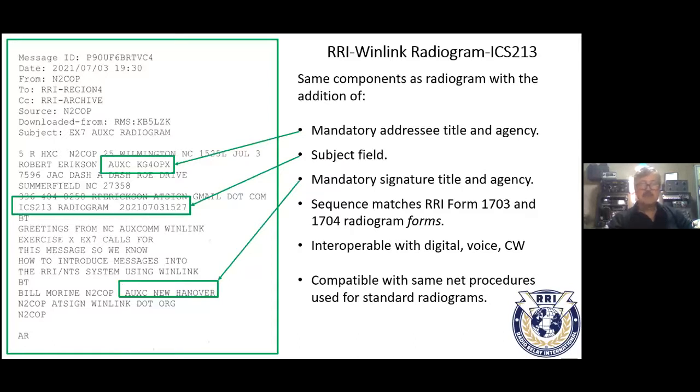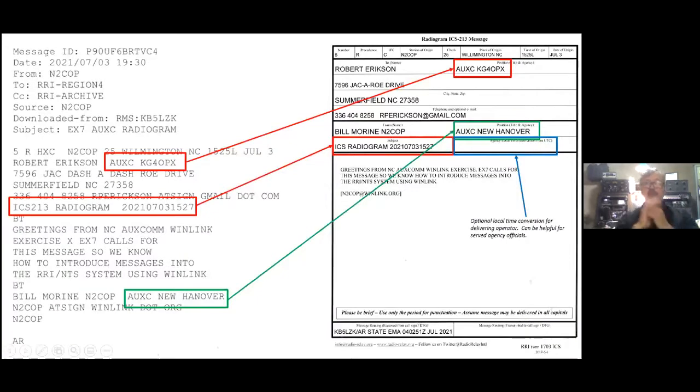The sequence of these messages is designed to match RRI Form 1703 and 1704 so that the radio operator can very easily populate these forms when delivering the message, or when originating the message, the form calls for these particular requirements. And we're going to show you some examples of this. The idea here is to be interoperable between digital, voice, CW, and the like. A single message format, a single methodology, so that messages can flow seamlessly between modes. And likewise, of course, we want to be compatible with the traditional net procedures used for transmitting and relaying radiograms. So here again, we have a juxtaposition of the same message. You can look at the RRI Form 1703 on the right.